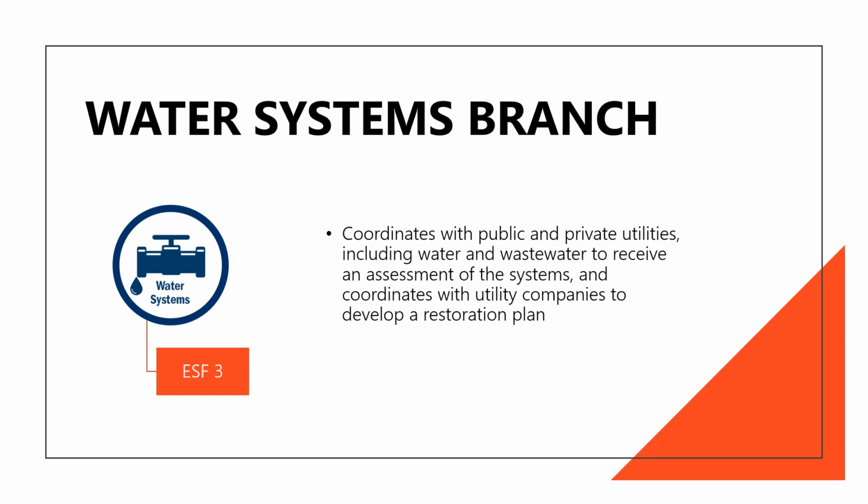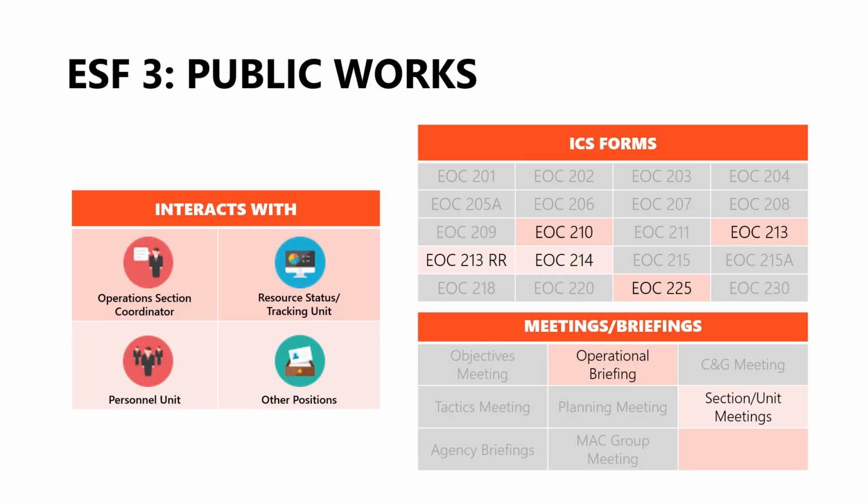Lastly, we have the water systems branch. This branch falls under ESF 3, public works. They're coordinating with public and private water and wastewater utilities to assess damage to those systems and coordinate with those utility companies to develop a restoration plan. This person reports directly to the operations section coordinator.